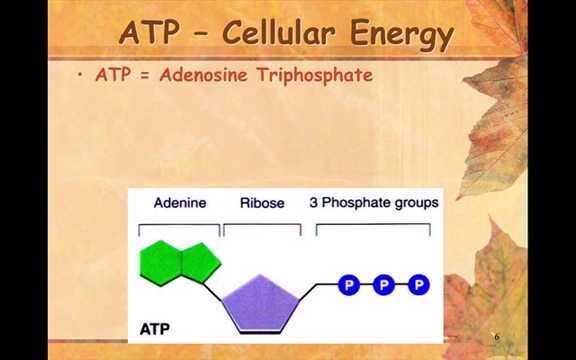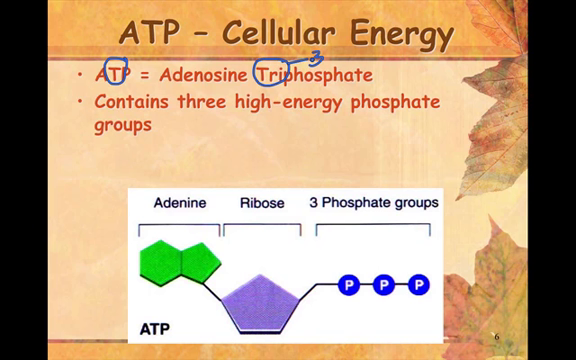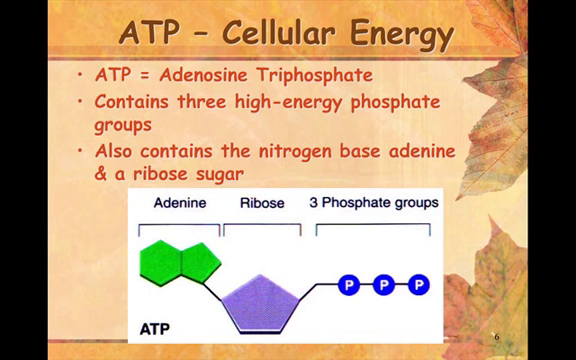ATP stands for adenosine triphosphate. One thing that you want to remember is the T stands for tri, and tri stands for 3. ATP contains 3 high-energy phosphate groups. And if you look down at the bottom of the slide, you can see what a molecule of ATP looks like. It also contains the nitrogen base adenine and a ribose sugar.